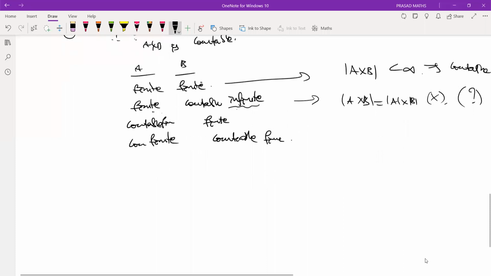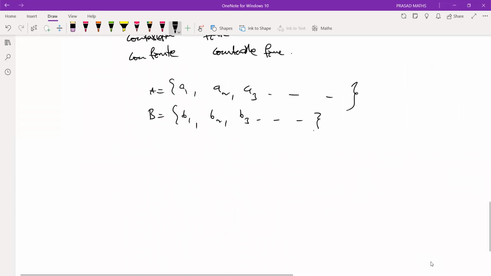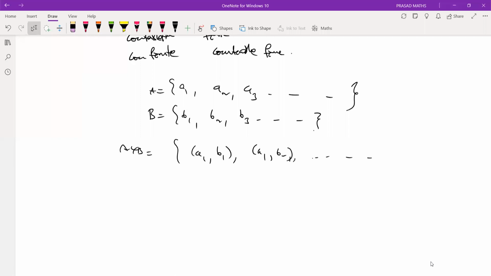Instead of the previous approach, A is countable, which means we can write the elements in a sequence of distinct terms. Similarly, B is countable, which means we can write the elements in a sequence of distinct terms. Therefore, how can you count A cross B? Just take it like this: A1, B1, A1, B2, going on like this. And A2, B1, A2, B2, A2, B3, going on. Next, A3, B1, A3, B2, going on.